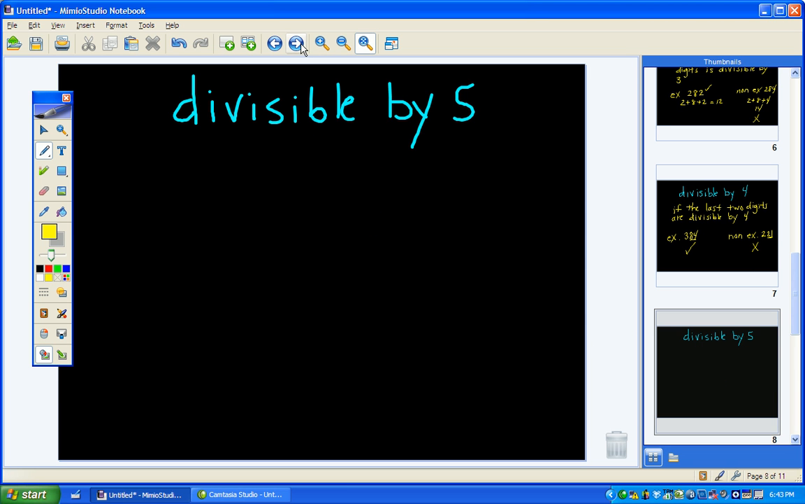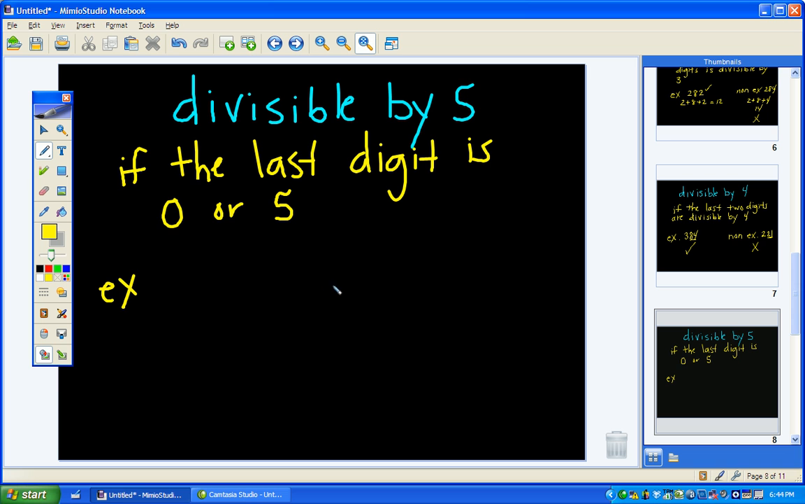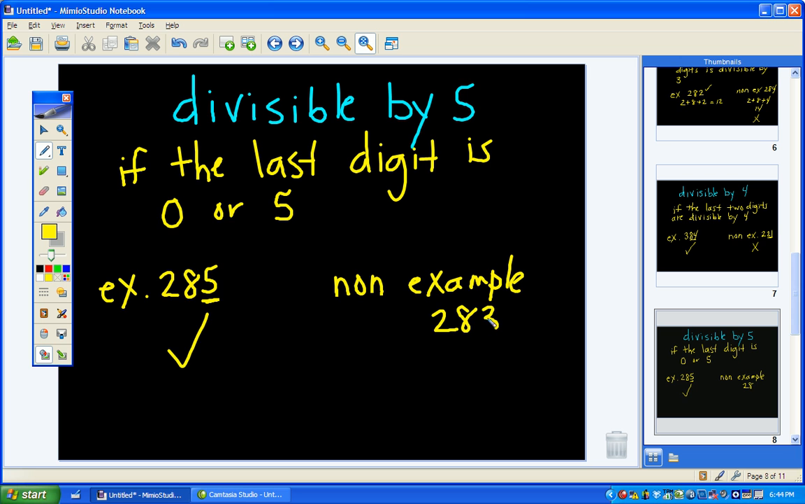Your next rule, divisible by 5, is one of your easiest rules, just like the 2's. A number is divisible by 5 if the last digit is 0 or 5. So you're writing this on the inside tab. Do an example and a non-example. Our example, 285. Last digit is indeed a 5. It's divisible by 5. I know that 5 will go into that evenly, the whole entire number. Non-example, 283. Last digit is not a 0 or a 5, so it is not divisible by 5.